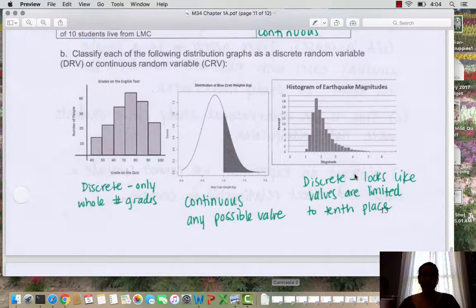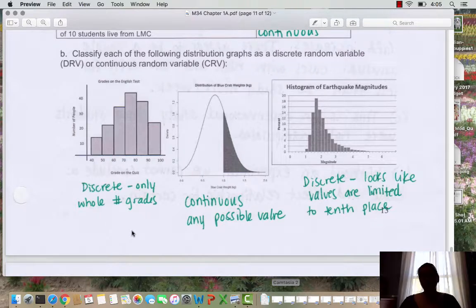Part B here gives us some graphs and asks us to classify these as discrete or continuous random variables. The first graph is the grade on the quiz. I said this is discrete because I'm assuming only whole number grades are given. If I ask you a question like this, you want to explain your reasoning so that I can see how you came up with your answer.